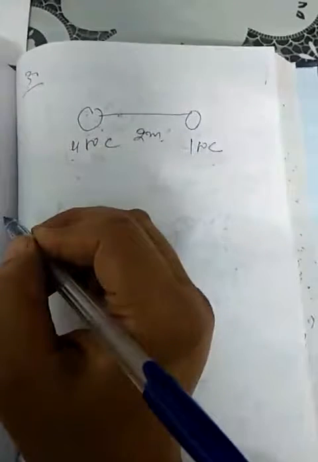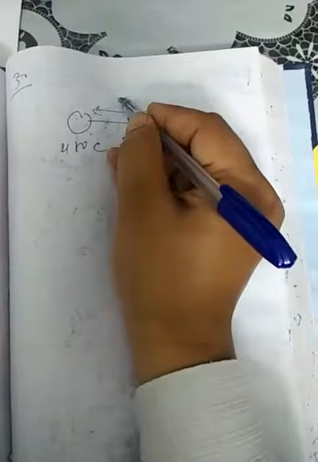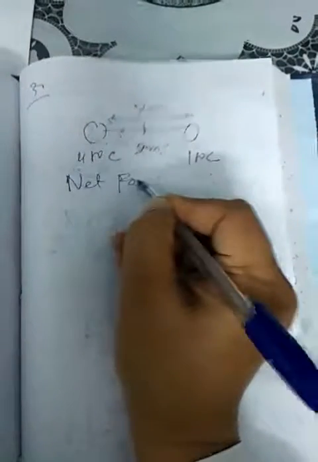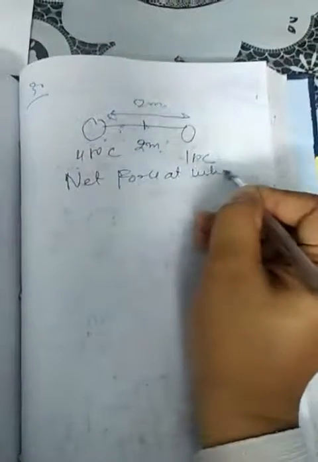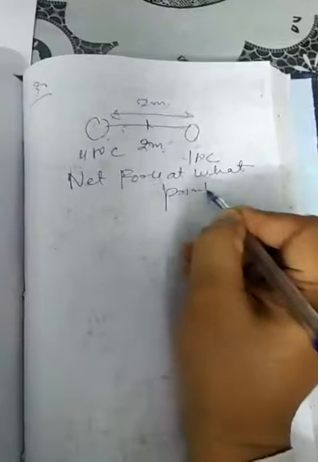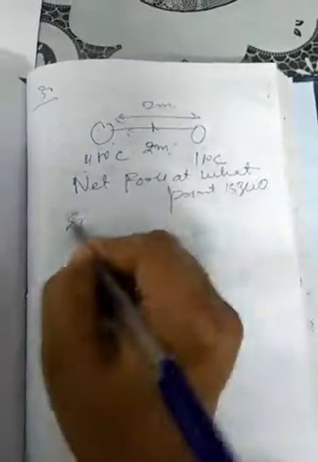Now the next problem: two charges, 4 microcoulomb and 1 microcoulomb, are separated by 2 meter in air. Find out the point on the line joining the charges at which the net force on the system is 0. Let us say they are separated by 2 meter. Now at which point is the net force 0? That we have to find out.